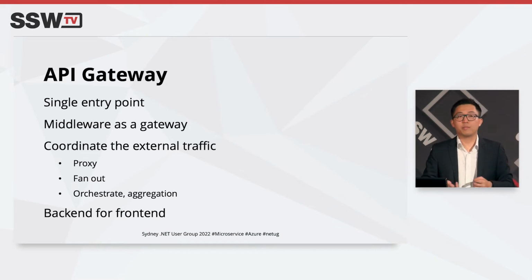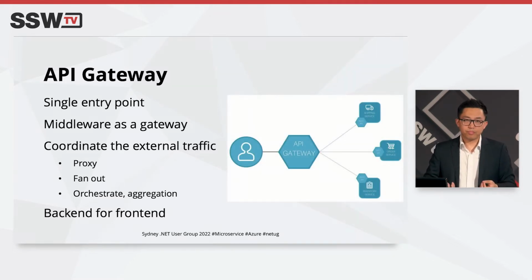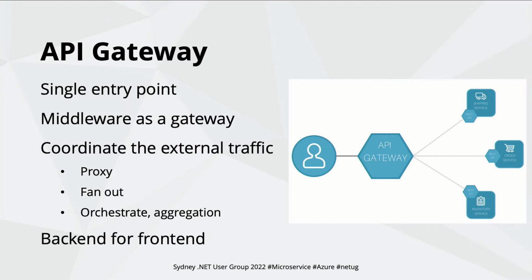And sometimes we want to consider a backend for front end, especially, for instance, if we want to have some GraphQL API suited for our mobile apps. Here is an example of a shopping cart solution or online store solution. We have an API gateway and we have a bunch of services like order service and shipping service. They're all being coordinated and they're all being entered via the API gateway.